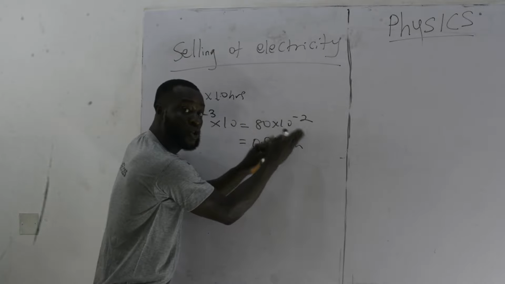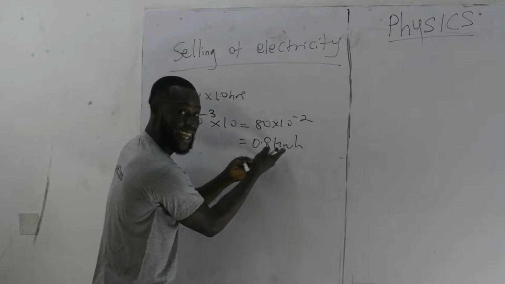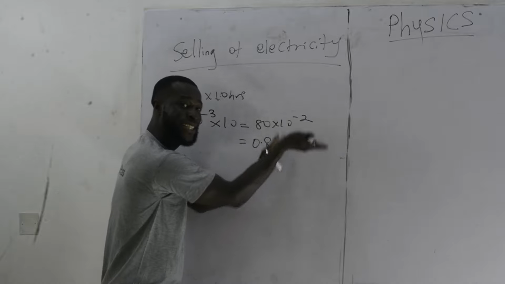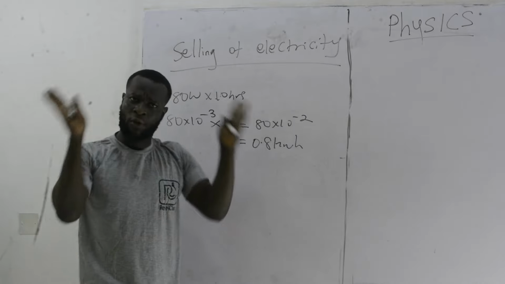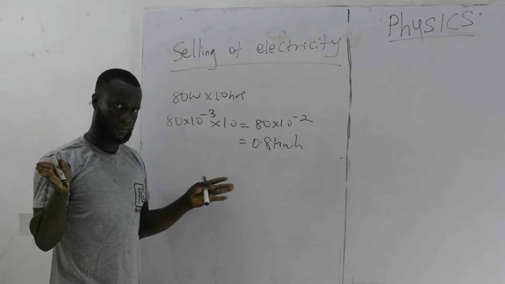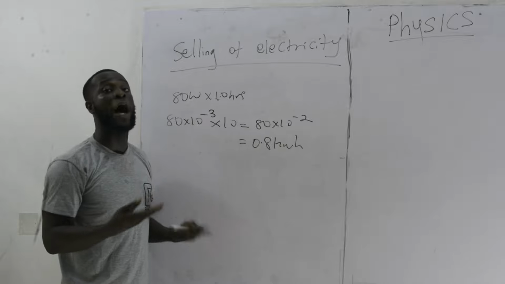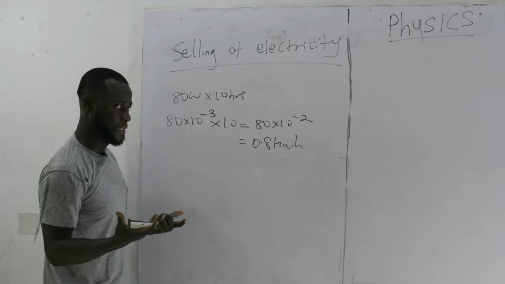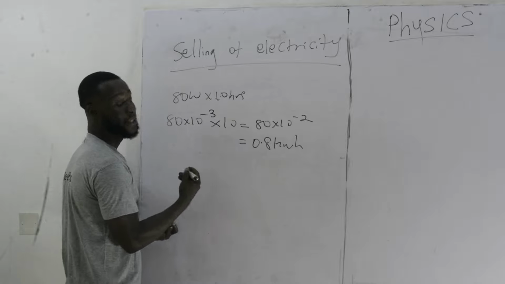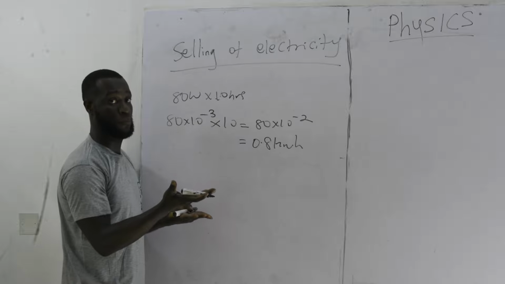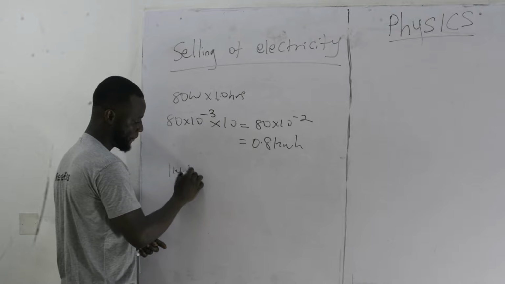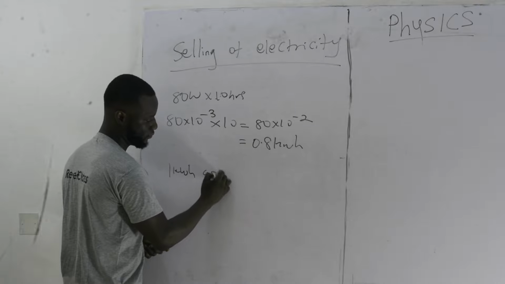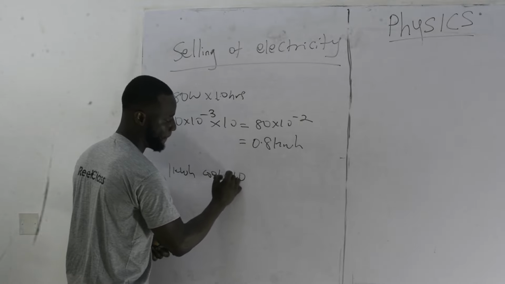This kilowatt hour is a unit of energy. So this is the energy the person is consuming. We are not using it in joules now, we are using it in kilowatt hour. So the NECO company decided to say what 1 kilowatt hour will cost. They can say that 1 kilowatt hour costs 40 naira, for example.